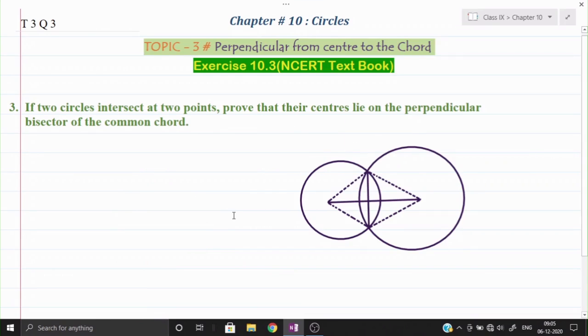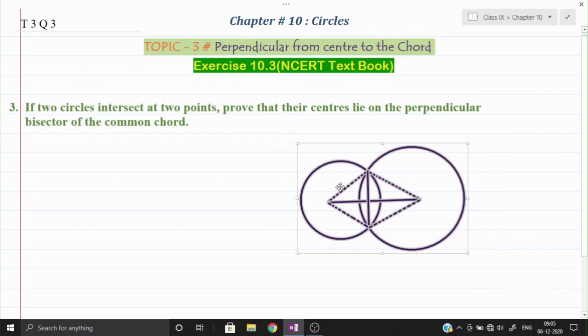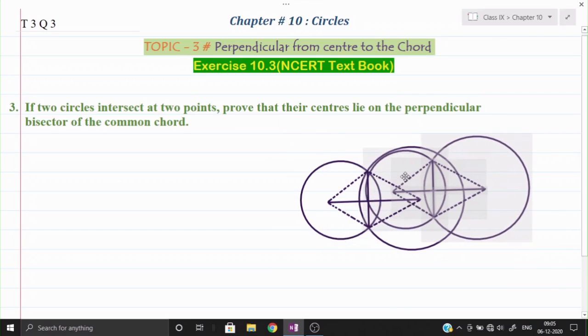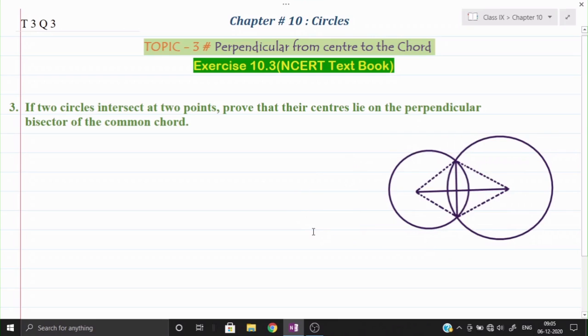In question number 3, see what we have given to us. If two circles are intersecting at 2 points, as you can see in this figure, the two circles are given and they are intersecting at 2 points. Then we have to prove that the centers lie on the perpendicular bisector of the common chord.